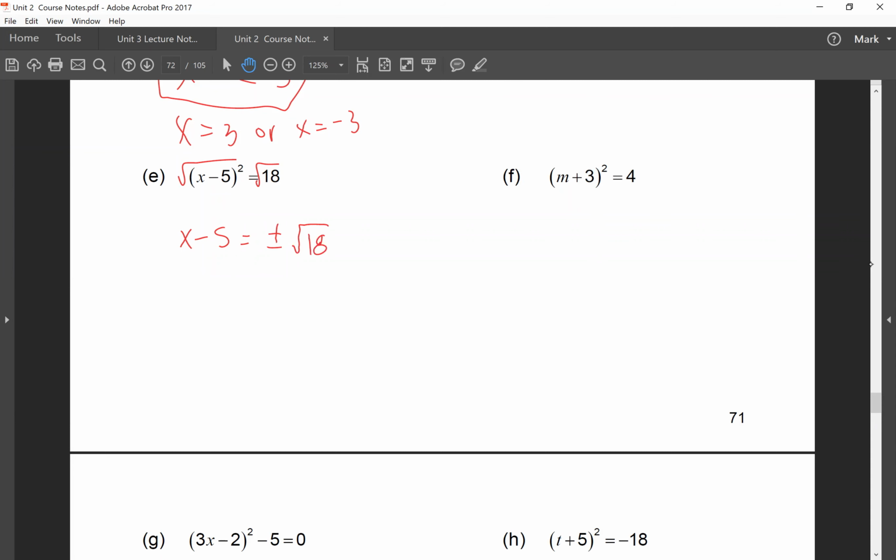Now, what is the square root of 18? Typically, if any of you are using your cell phones, it's going to give you a decimal answer. If you did this on your cell phones, it would say 4.24. But if you do this on your Casio calculator, it will say x minus 5 equals plus or minus 3 root 2. And again, your calculator will do that for you.